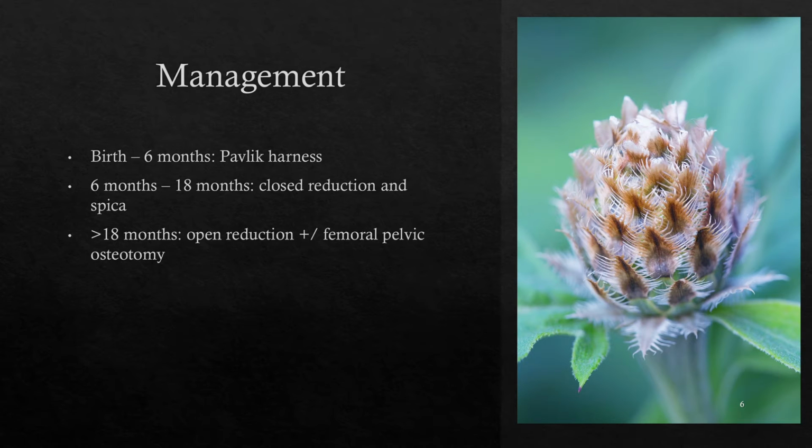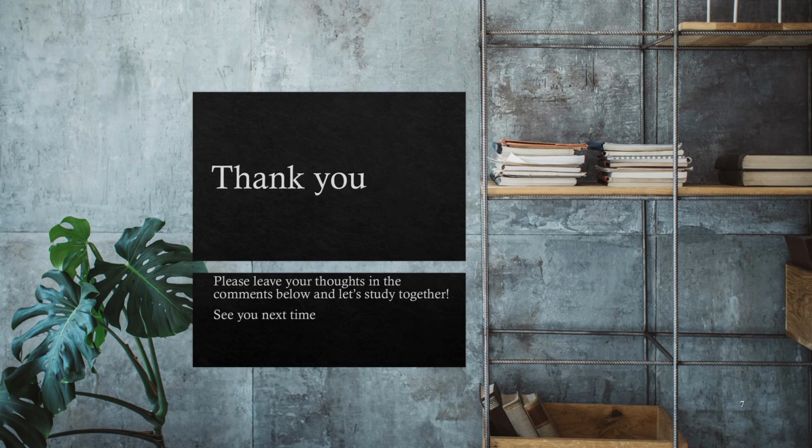The management of DDH depends on the time of diagnosis. If the diagnosis was made between birth and 6 months, then we would manage with a Pavlik harness. If diagnosed between 6 months and 18 months, that would need a closed reduction and spica. And if it is diagnosed beyond 18 months of age, then an open reduction or a femoral pelvic osteotomy would be needed.